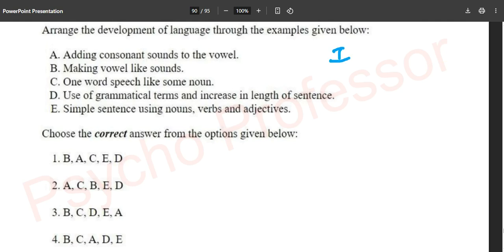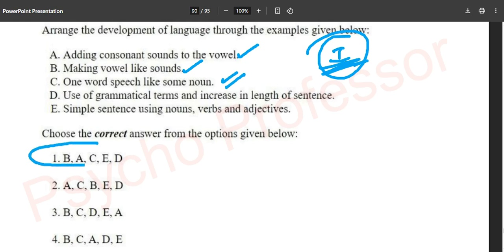So for any Indian language, first what will come? Vowel will come and then the consonant will come. Then one-word speech-like sound, some noun, and then it becomes very easy. Option number 1 is the correct answer over here. For this, you just need to understand what is babbling, what is cooing, and all those things, which are given in the C book very clearly. Read the statements given over there, and you will be able to answer this question very easily.